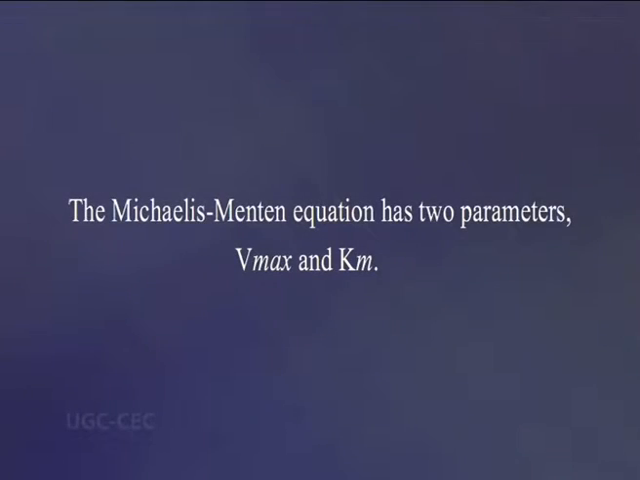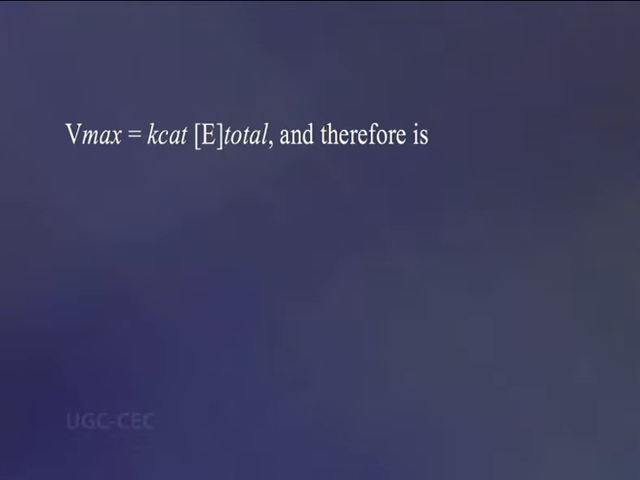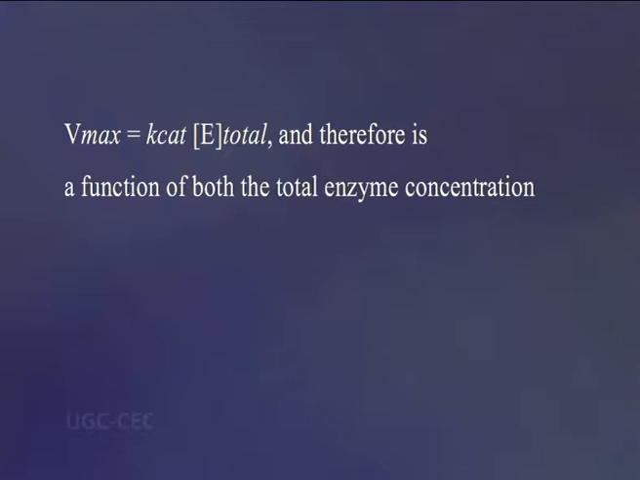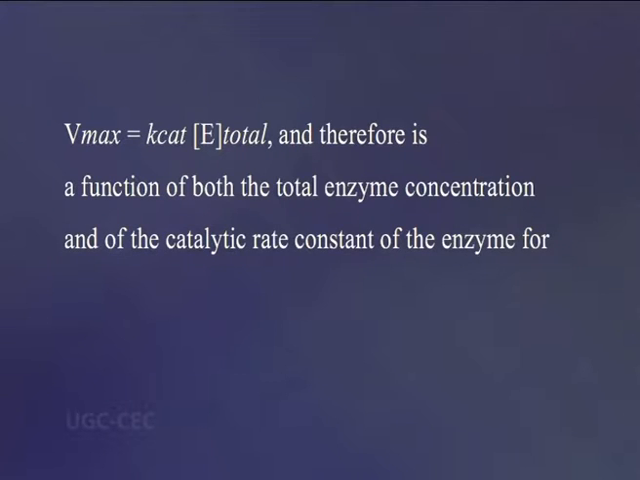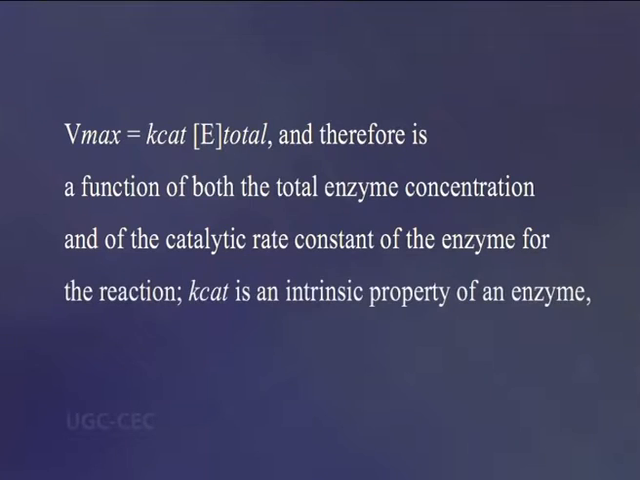The parameters Km and Vmax cannot be determined from a single measurement. Instead, they must be determined by measuring velocity at a variety of S. The Michaelis-Menten equation has two parameters, Vmax and Km. Vmax equals Kcat times E total, and therefore is a function of both the total enzyme concentration and of the catalytic rate constant of the enzyme for the reaction.